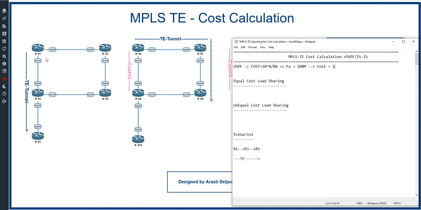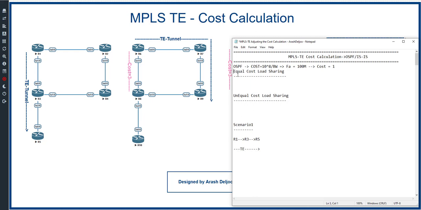Because of that, when I am calculating the cost, I can say that from R1 to R3 we have the cost 1. Okay, so easy. After that, as you know, between R1 and R5 we have two paths, because the tunnel started from R1 to R5. The first path passes through R3 and R5, and the cost of this path is 2.